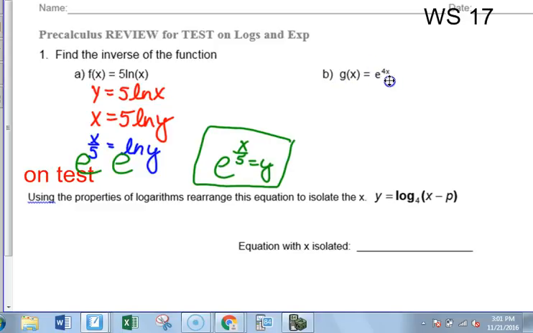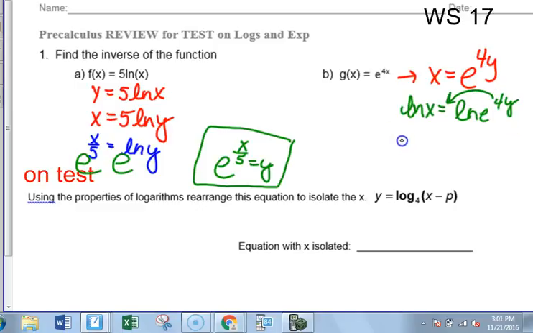What would b look like if we switched the x and the y? And then what are we going to have to do to get the y by itself? ln of e is just 1, so we're going to divide both sides by 4, and that's our answer. All right, this is a little bit more like the one that's on the test.